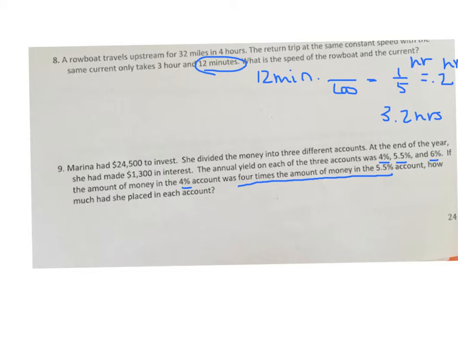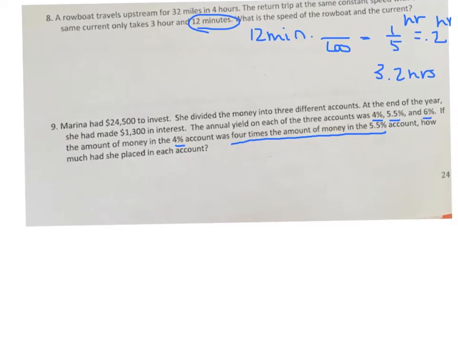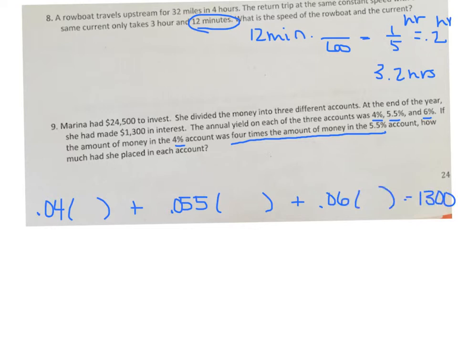So here's what I would do. I'm going to set up a crazy looking equation, but I think it'll make sense. Basically you're going to take 4%, change it into 0.04, and multiply that by how much money we put in, but we don't know that yet. We're going to do the same thing with the 5.5%, and the same thing with the 6%. And that should equal 1,300.